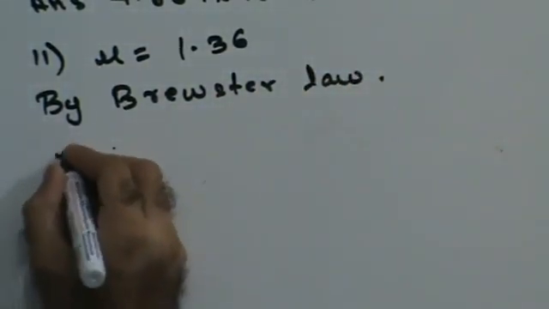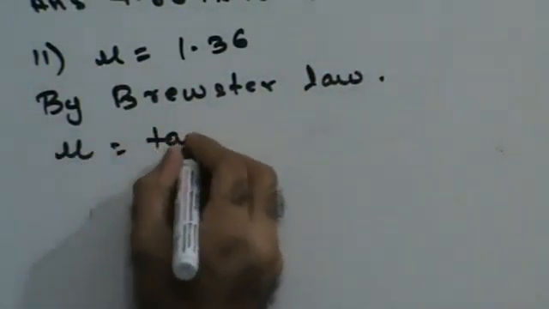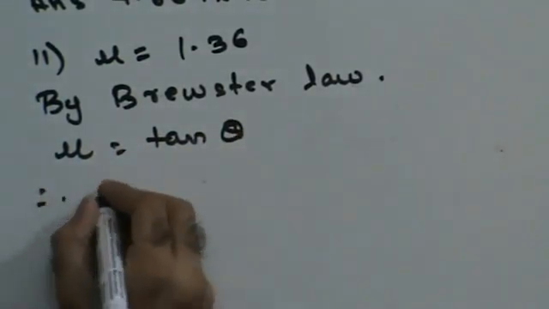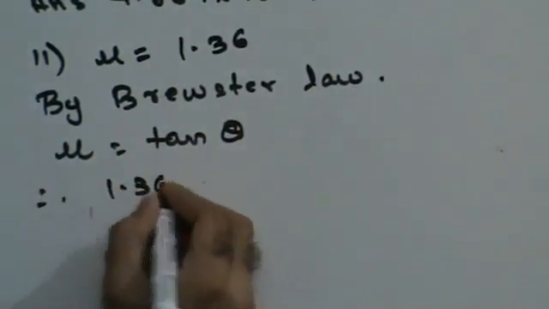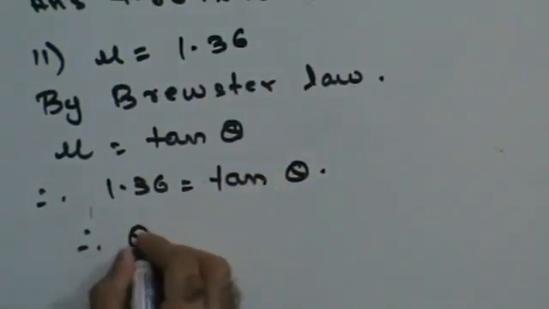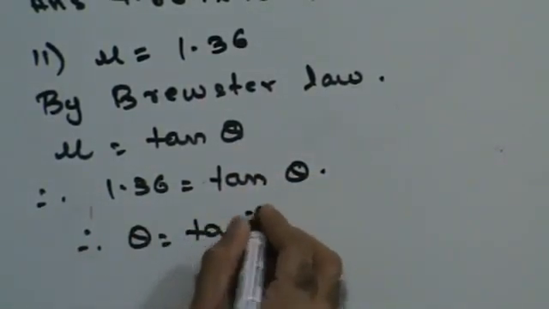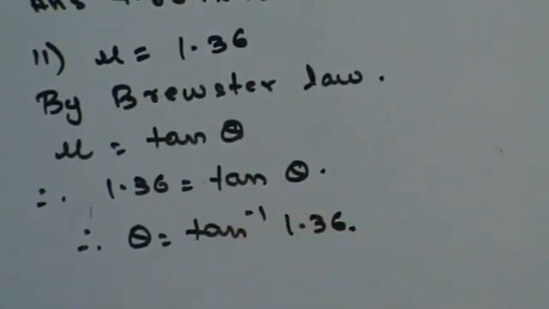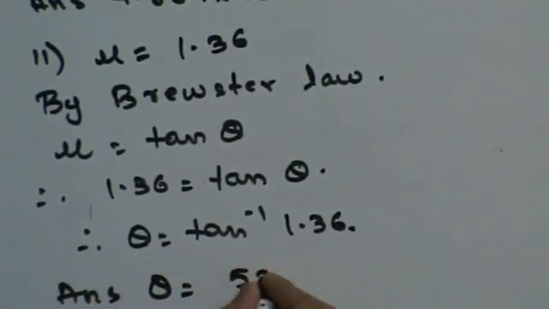Brewster's law says that refractive index is tan of the polarizing angle. So I can say 1.36 is tan theta. Therefore theta is tan inverse of 1.36. Look at your log table and you should get the answer. You will get theta as 53 degrees 40 minutes. Next, take down the next one, please.